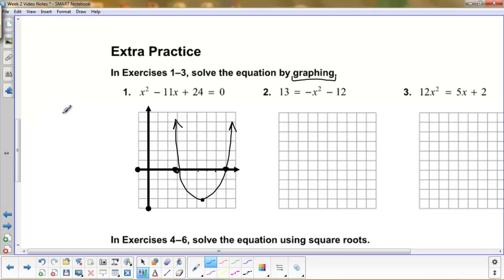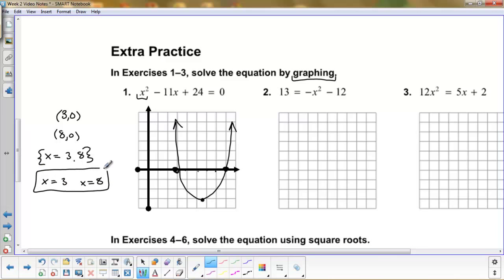My solution is going to be 3, 0, 8, 0, or because of the way that it's written, x equals 3 and x equals 8, and I bracket that. Or I write x equals 3, x equals 8, and box it in. So those are all acceptable responses to solving quadratics.